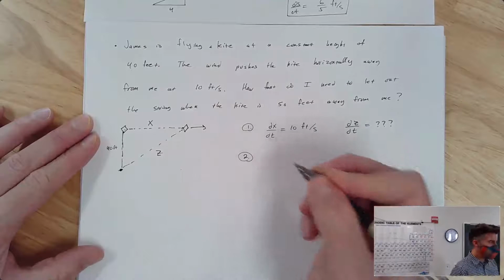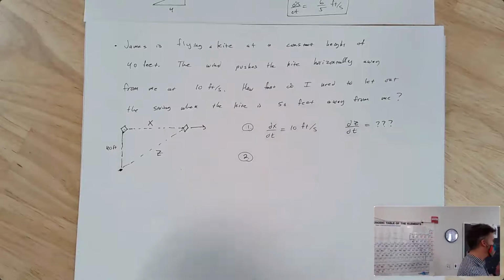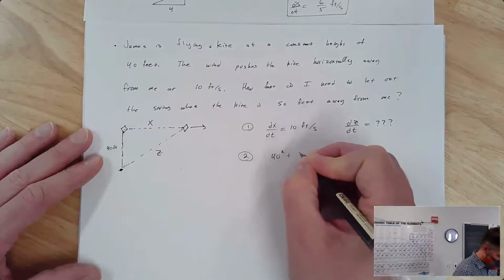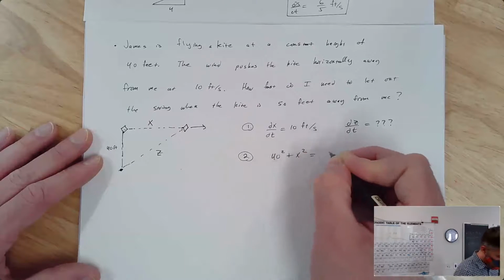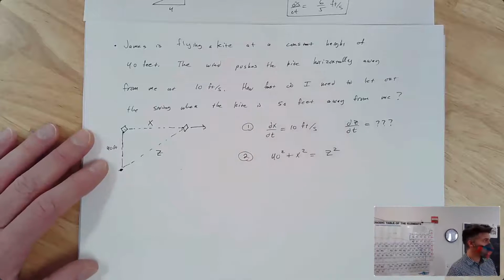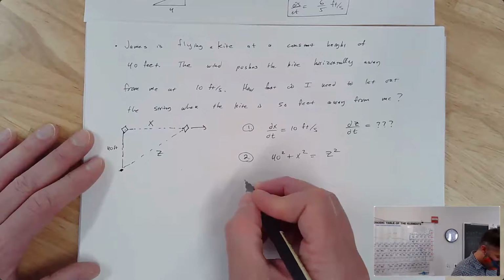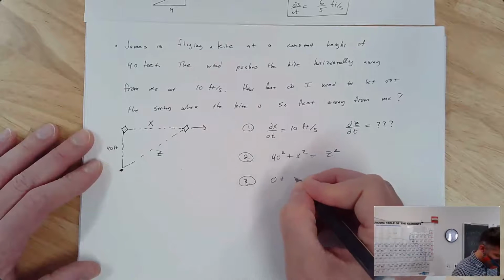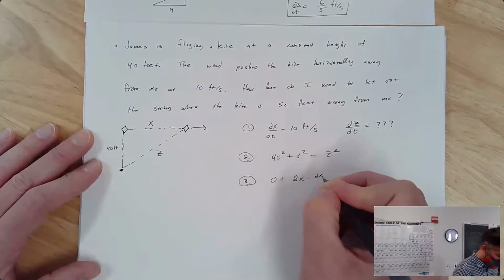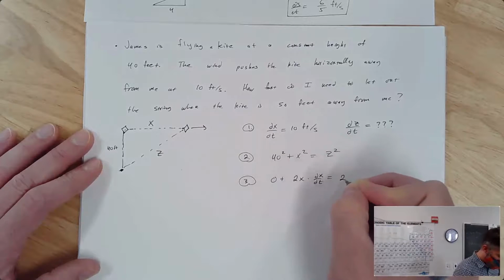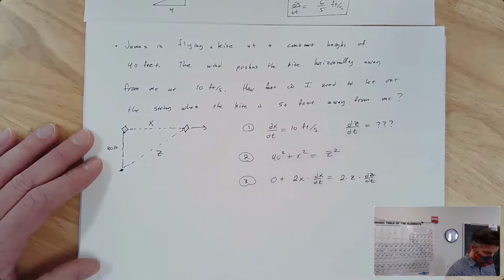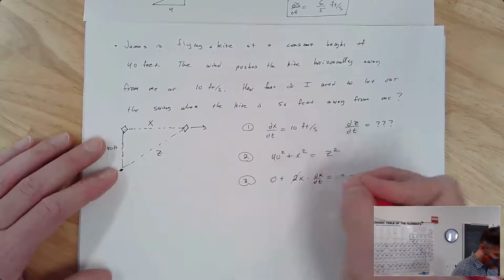We're going to write an equation. It's going to be the same equation as last time, still the Pythagorean theorem: 40 squared plus x squared equals z squared. And it's still the same sort of derivative. I'm going to take the derivative, I get 0 plus 2 times x times dx/dt equal to 2 times z times dz/dt. And I will point out, you could totally cancel these 2's right off the bat.